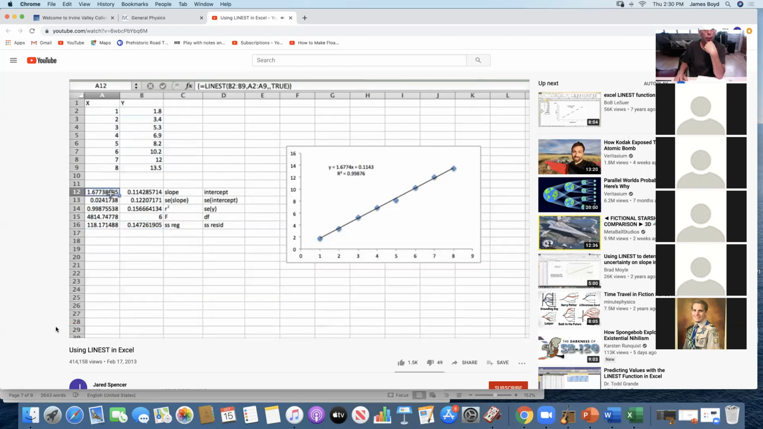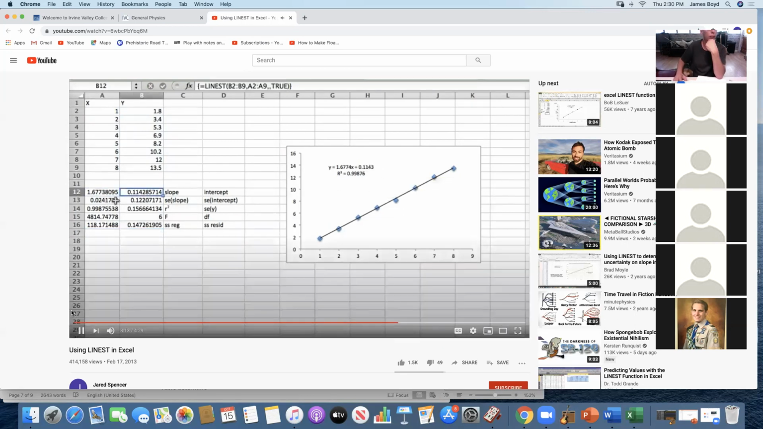The first is obviously the slope. Second is the intercept. You can see it's the same as what we have from our chart. Here we have the error in the slope and the error in the intercept. So this is the error in the slope. So that's what we want.